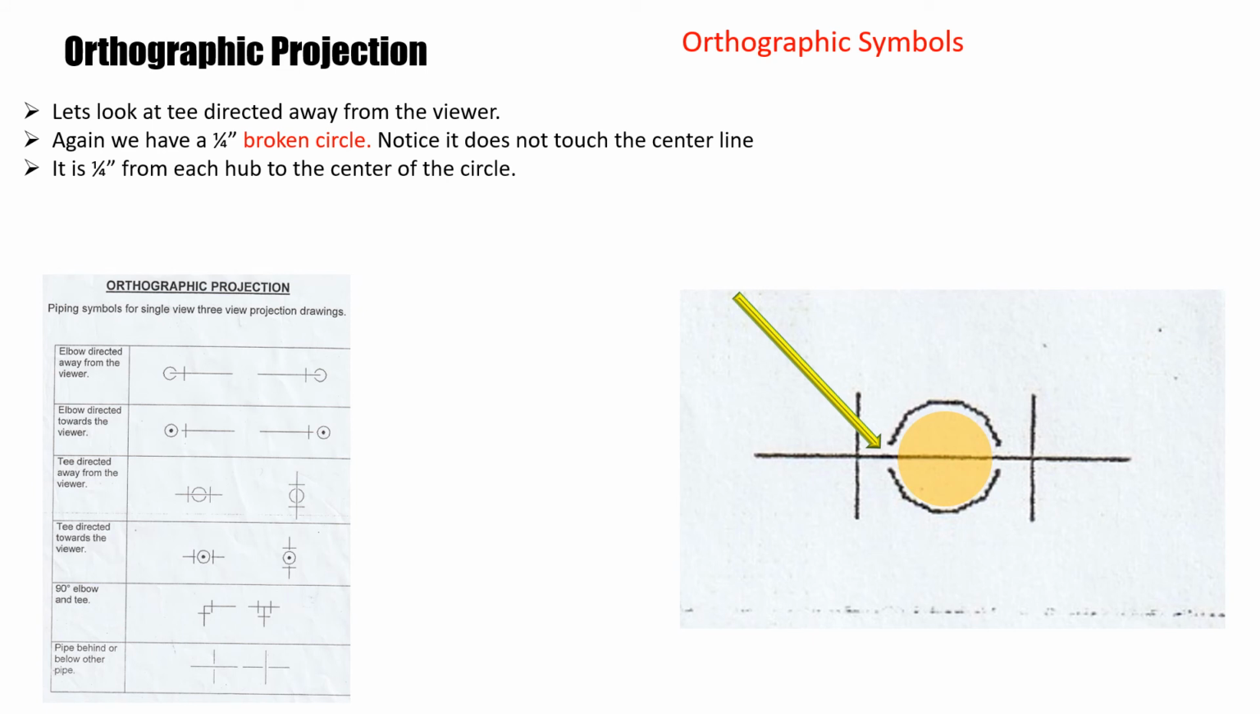It's 1/4 inch from each hub to the center of the circle. So when you would draw this, you put your 1/4 inch measure here, and you would mark the line, put it here, mark the line, and then you'd make these 1/4 of an inch too. So from the center of the circle is 1/4 inch. Again, as with all symbols, the hubs are 1/4 inch as well in their total length.